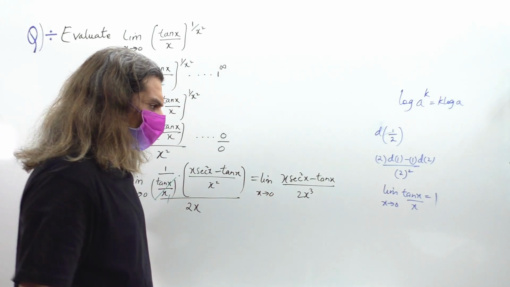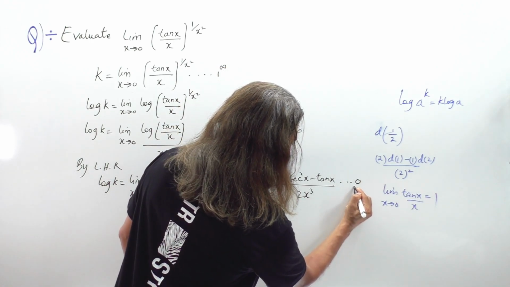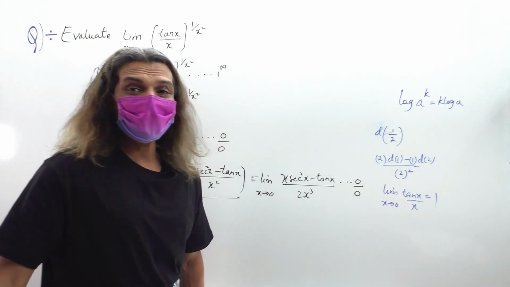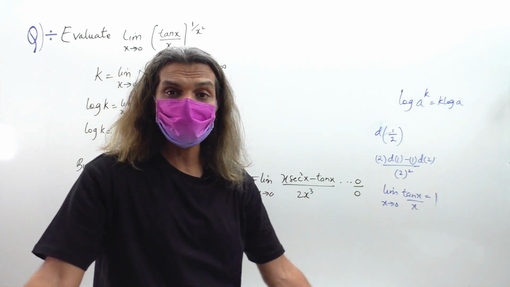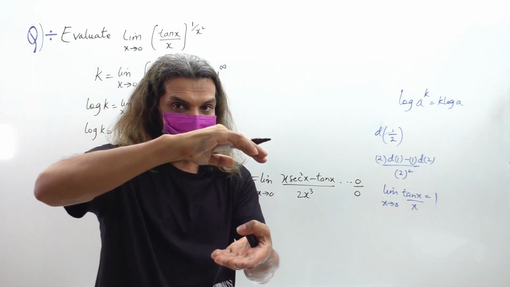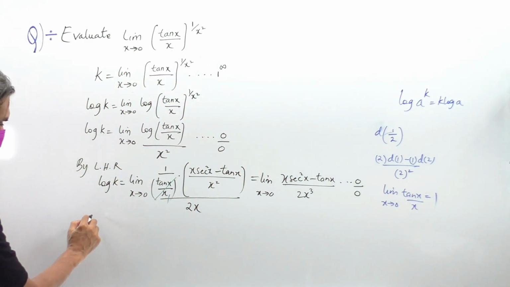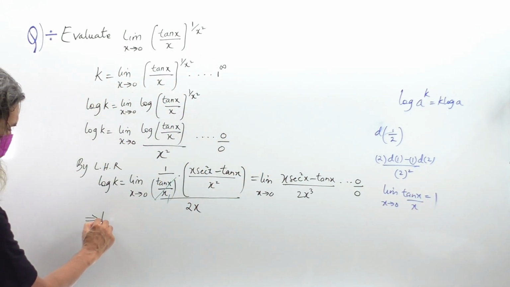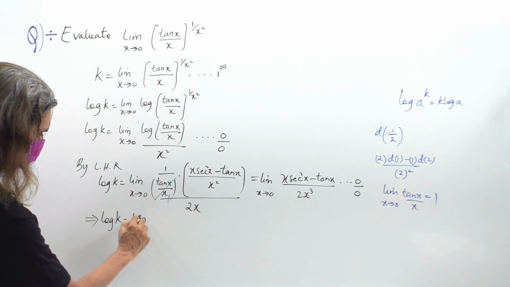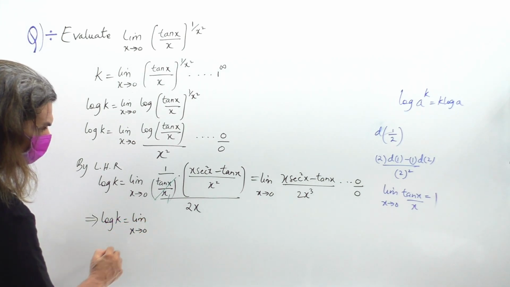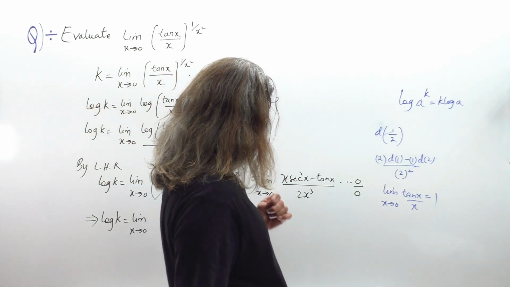Now again, if I apply the limit to this, sec 0 is 1, 0 minus tan 0 upon 0. Again 0 by 0 indeterminate form. Again apply L'Hospital's rule. It is again differentiate numerator and denominator separately. So we write this as log of k is equal to again limit as x tending to 0. See differentiation here. I cannot reduce it anywhere.